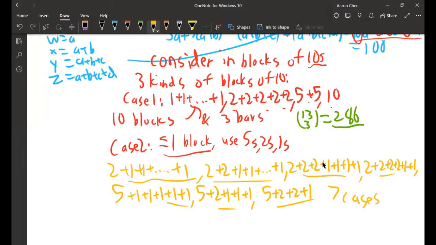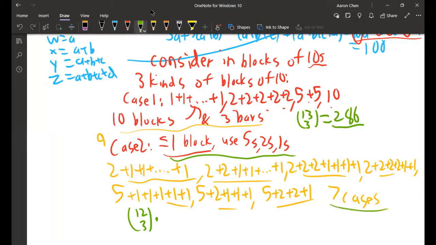Now, using stars and bars as before, there are only 9 blocks available. So the number is 12 choose 3, times the number of ways we can choose one block from this case. Since there are a total of 7 kinds of blocks here, we multiply by 7. And so this number is equal to 220 times 7, or 1,540.